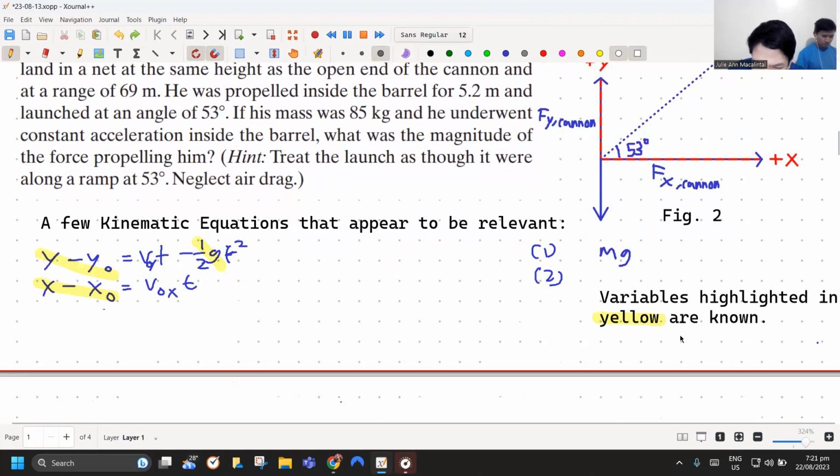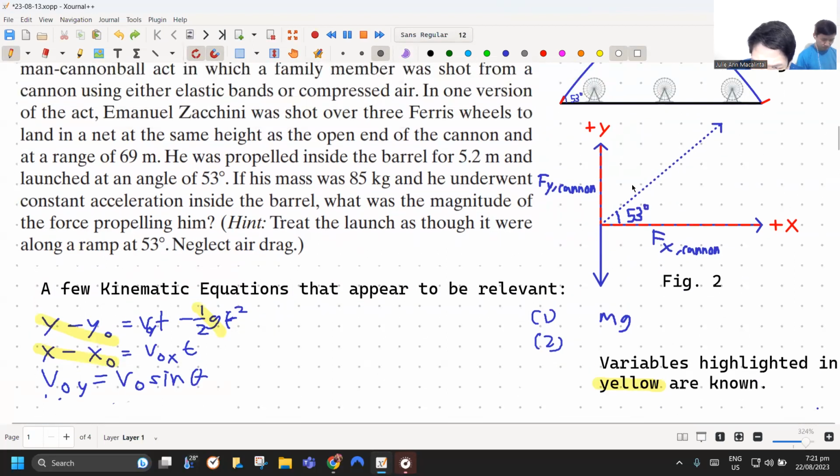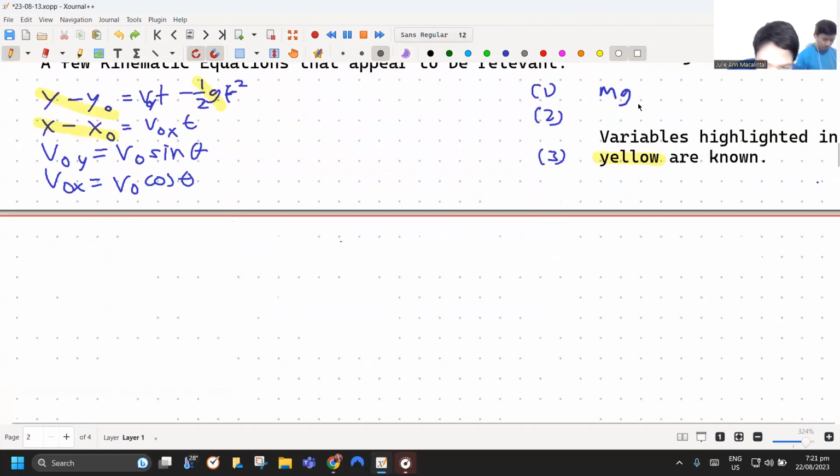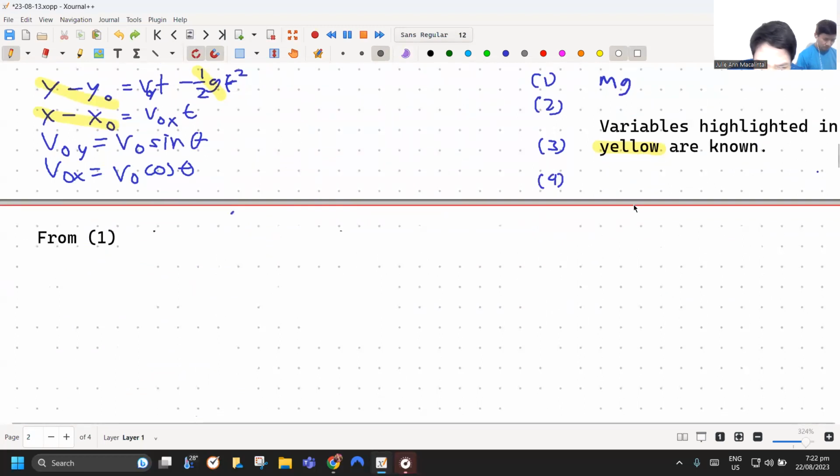So I'll be using this for the rest of the problem. Variables highlighted in yellow are known. So v0y is equal to v0 sine theta. This is a trigonometric application. The y, of course, is here, so the sine is the opposite side of the triangle. Then here, v0x is equal to v0 cosine theta, because the x direction is the adjacent side of the right triangle, and then we divide it by the hypotenuse. Of course, it's number 4.